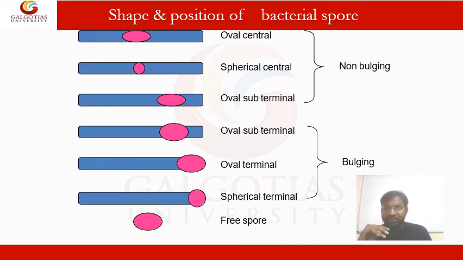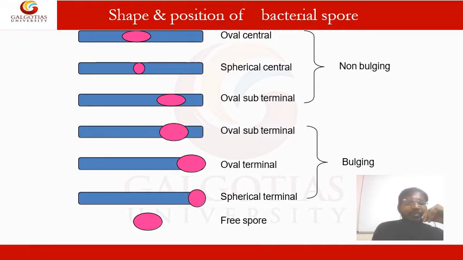Next, spore formation, shape and position of the bacterial spore. How is it processed? There are two types of shape: oval and spherical. And for position, there are three types: central, subterminal, and terminal.